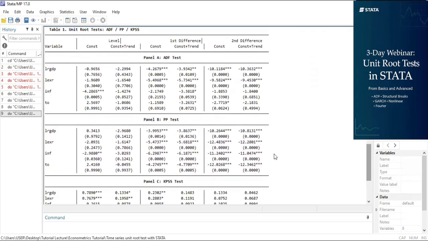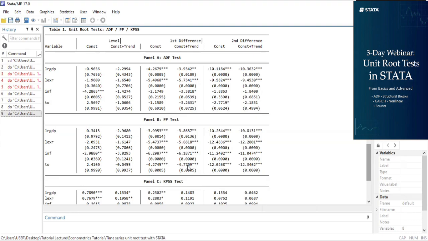You can also compare the result here. Even for PP test, you have inflation stationary at level, only inflation, while other variables achieve stationarity at first difference. So we stop at first difference here, because we have been able to achieve stationarity. For PP, it shows that we should go with the specification with constant only, and for TO, we go with constant and trend.